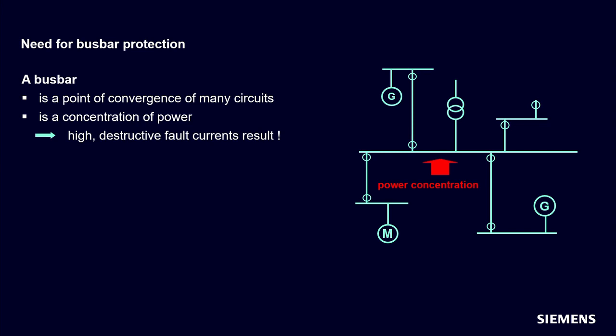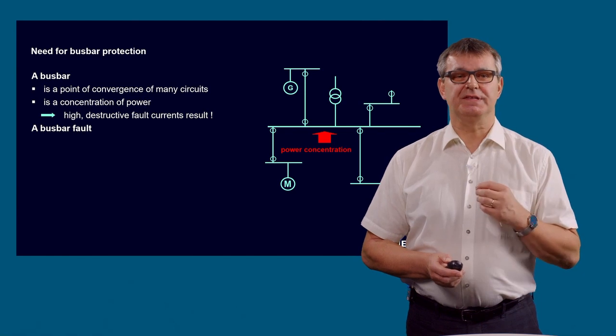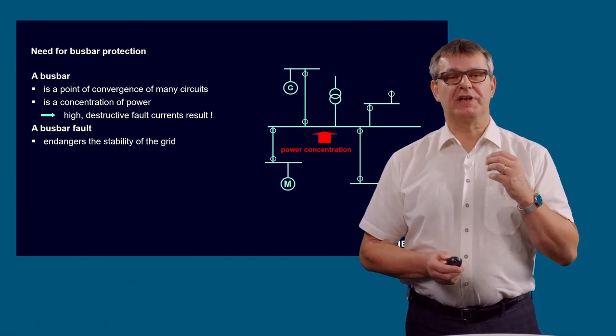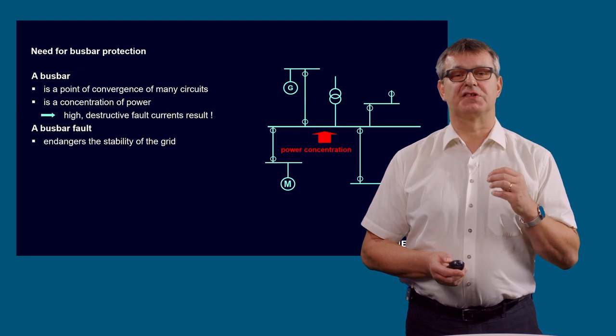You can see this in this very small single line diagram. Single busbar. We have several generators, we have several consumers, like motors in this case, and we have also transformers to a lower busbar voltage level. So here the busbar is a very high point of convergence, a high concentration of power. And that's the reason a busbar fault really endangers the stability of the whole grid.